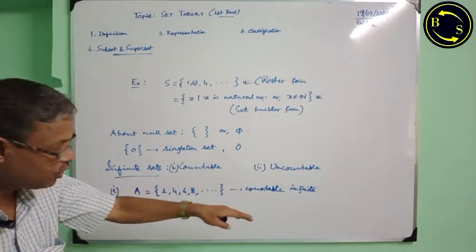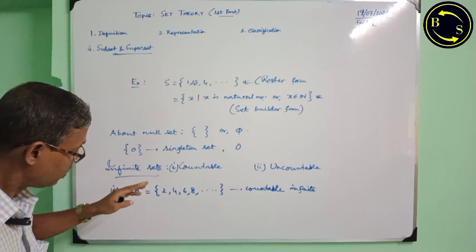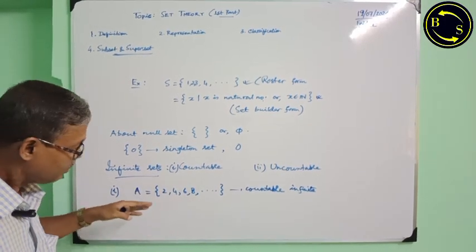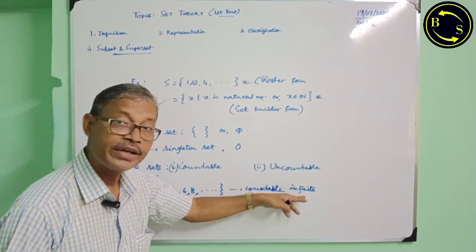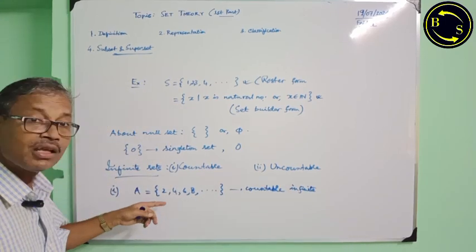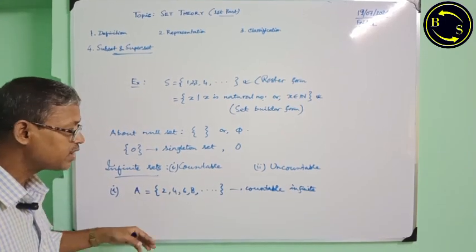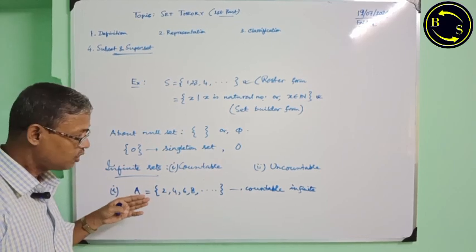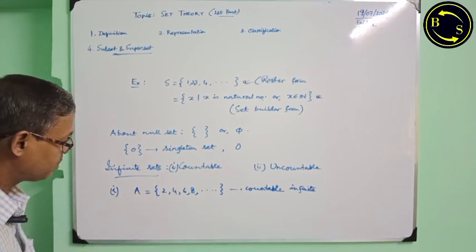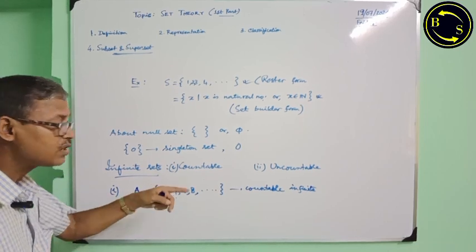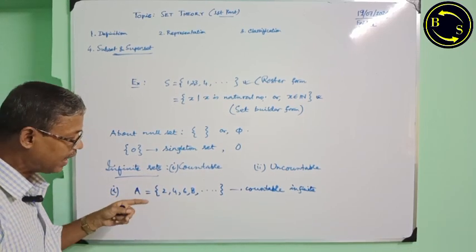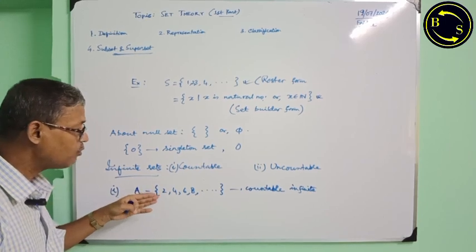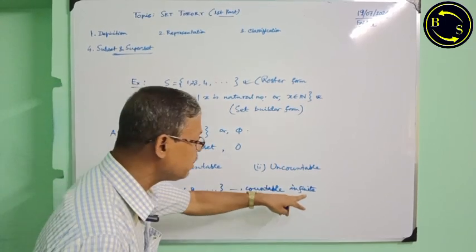Countable infinite, because we cannot count the members or elements of this set. Therefore, this is countable infinite. But the members or elements of this set have one-to-one correspondence with the set of naturals. Therefore, this is a countable set. And as we cannot count the number of members, it is countable infinite.